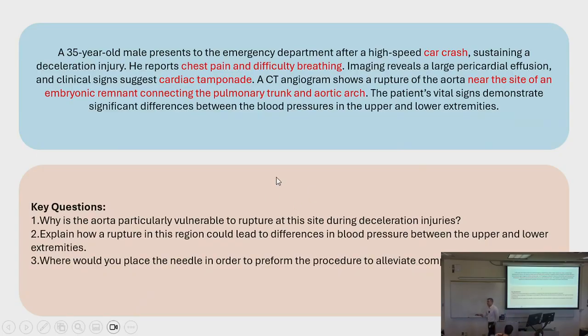In decelerating injuries, this is a very common case to get. Decelerating injuries, the aorta is kind of locked into place. The heart is a little bit mobile. You have the heart shift. It tears at the site where the pulmonary trunk and the arch of the aorta are located, and that causes blood to fill that space. In this case, it's filling the pericardium, which is leading to a tamponade, which is just, again, pressure around the heart where the heart can't expand correctly.